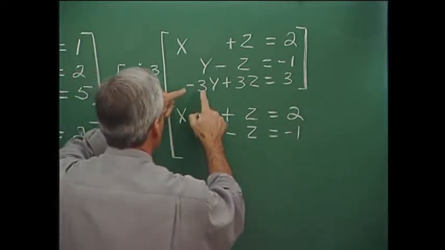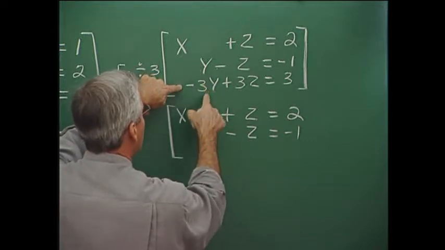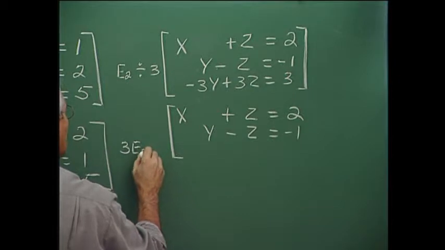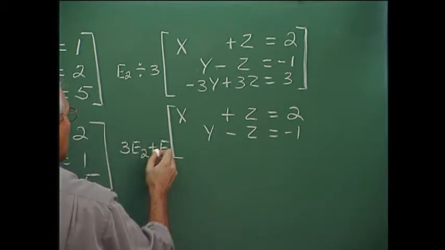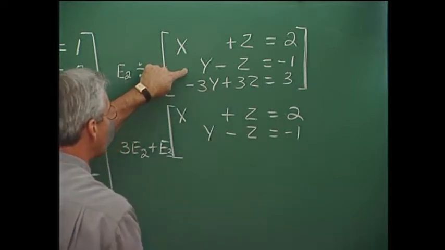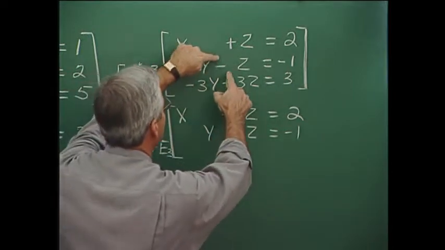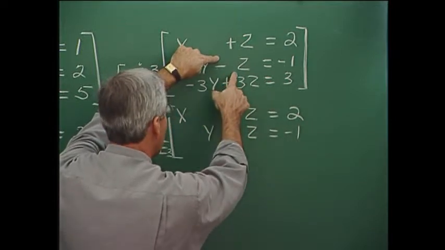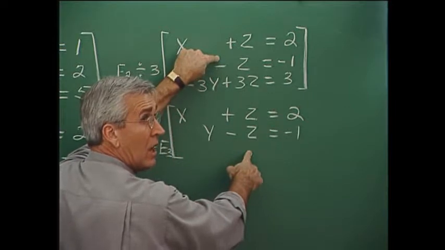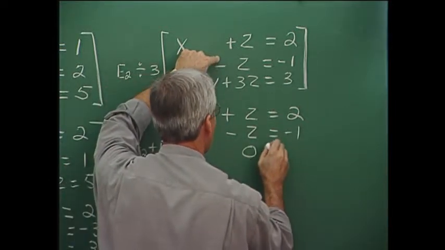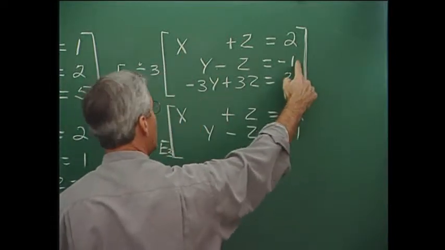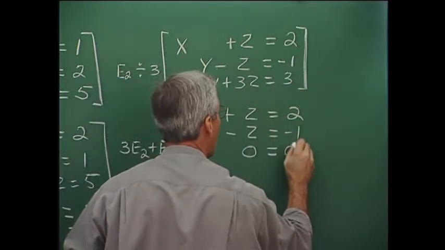All right, here's what we're doing. 3 times y minus 3y. That is 3 times equation 2 plus equation 3 is what we're doing. So 3 times y, 3y, minus 3y, no y as expected. 3 times minus 1z is minus 3z, plus 3z is 0z. The z's went out. We have 0 here. 3 times negative 1 is negative 3. Negative 3 plus 3 is 0.